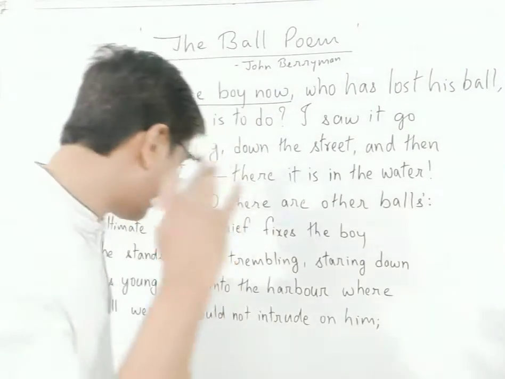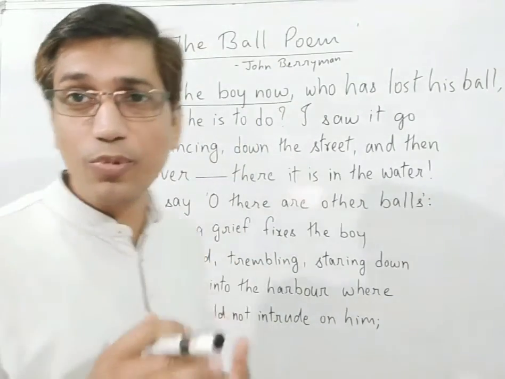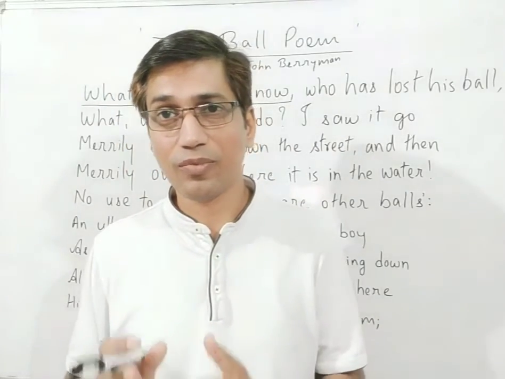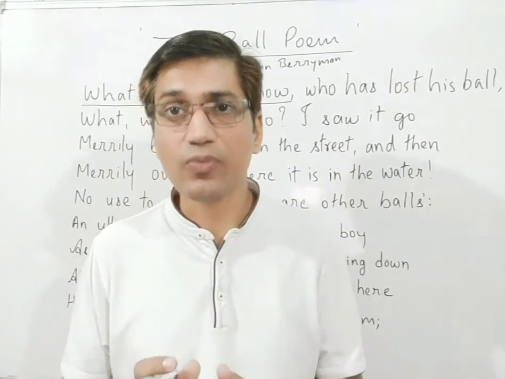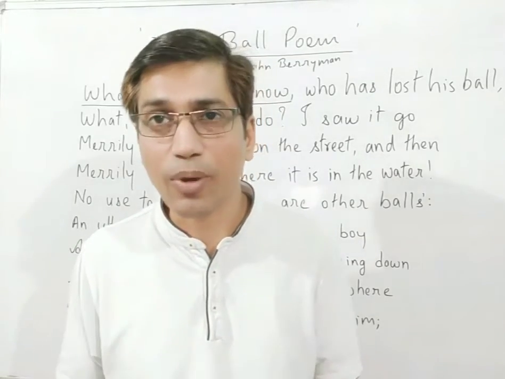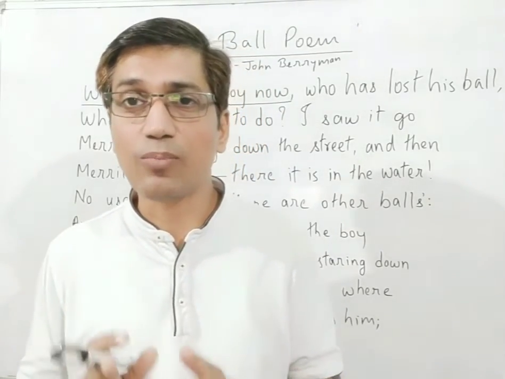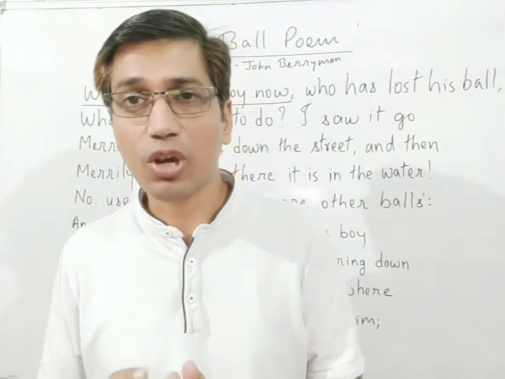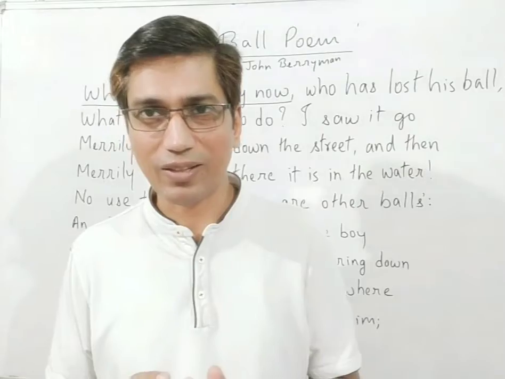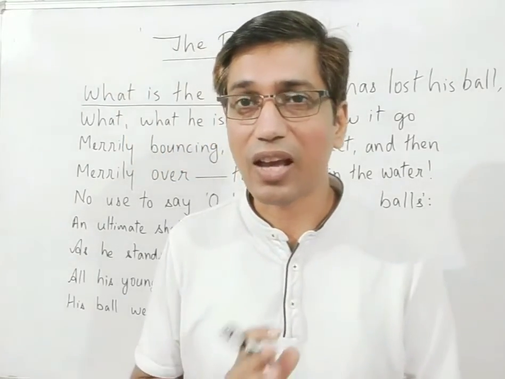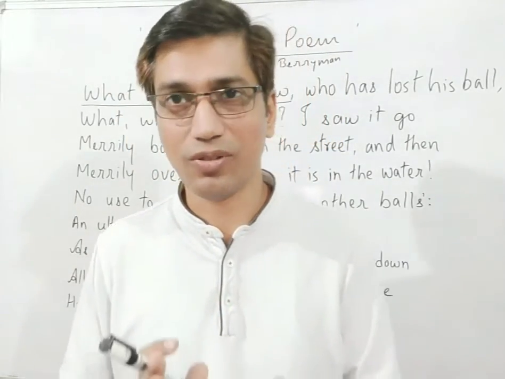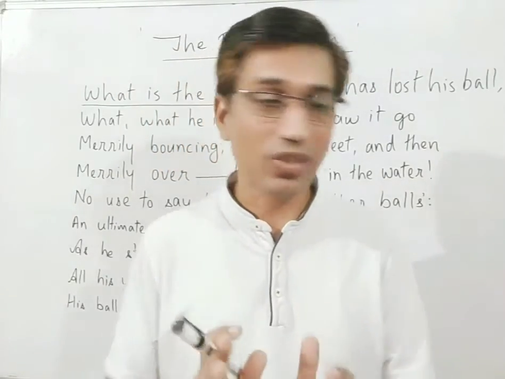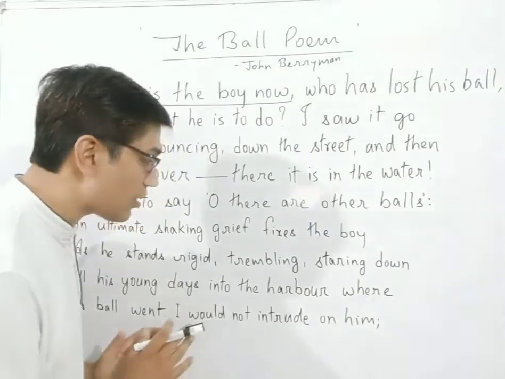The ball is gone. And should the poet try to make the child understand that these are the things which are inevitable, which will happen, nothing can be done about them? So we have to be emotionally mature and do things in a proper way. But the poet says, I will not intrude upon his privacy, upon his right of privacy. And he says, I would not intrude on him.